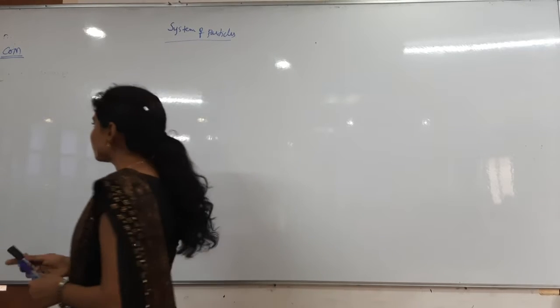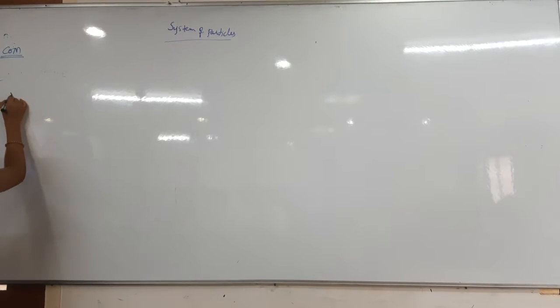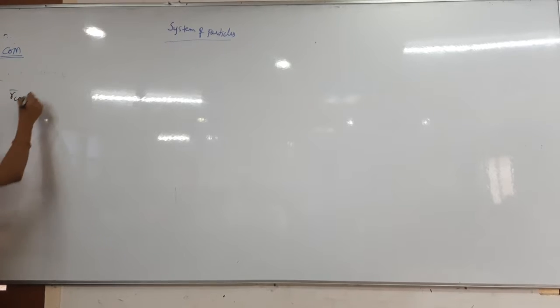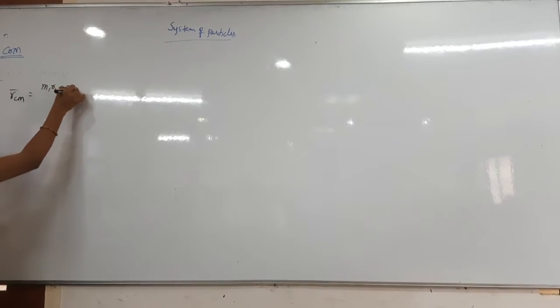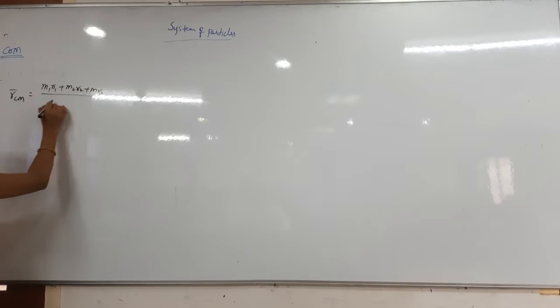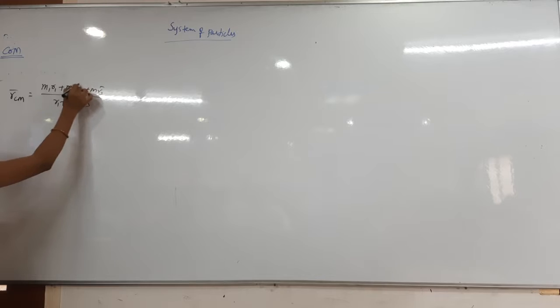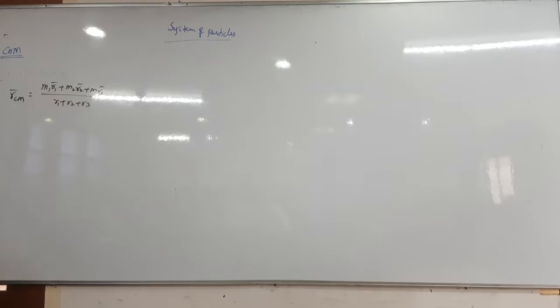And also whenever you see the center of mass formula with the position vectors, R_CM bar is equal to, what is the formula? (m1 r1 + m2 r2 + m3 r3) divided by (m1 + m2 + m3). That is about the position vectors. Total mass you have to get, and also the product of the mass and the distance you have to get.